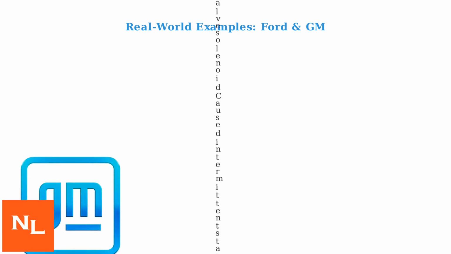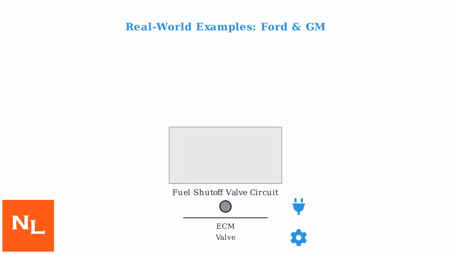GM's 2025 recall affected 150,000 Duramax vehicles from 2022 to 2024 models. A manufacturing defect in the valve solenoid caused intermittent stalling on highways. The fix involved a free ECM reprogram and harness reinforcement with high success rates. These cases highlight wiring corrosion and manufacturing defects as common P0006 causes. Proper diagnostics can identify these issues early, avoiding costly repairs.